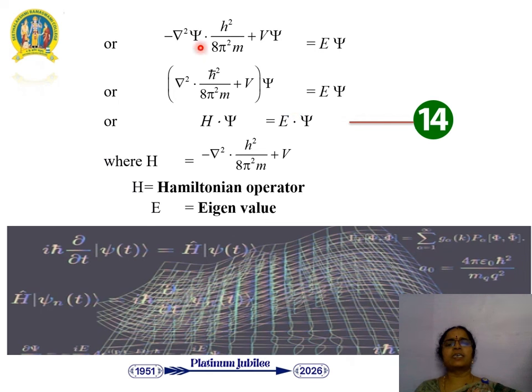Now we take psi outside because psi is common in these two terms. So psi was taken out and the equation is rewritten as del squared into (minus h²/8π²m plus V) into psi is equal to E psi. Now this term will be taken as H, which is the Hamiltonian operator. Then H into psi is equal to E into psi. This is equation 14, and this equation is called the Hamiltonian form of the Schrodinger equation.